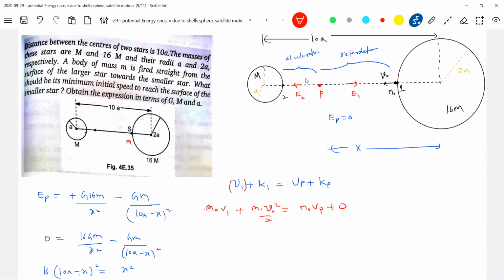What is V1? V1, let me calculate. Potential due to... is it okay now? That V1 is potential and not a speed. Similarly, potential at point P. The point P lies outside both the spheres, no? So it should be G 16m x. This will be Gm. It should be equal to how much? 10a.